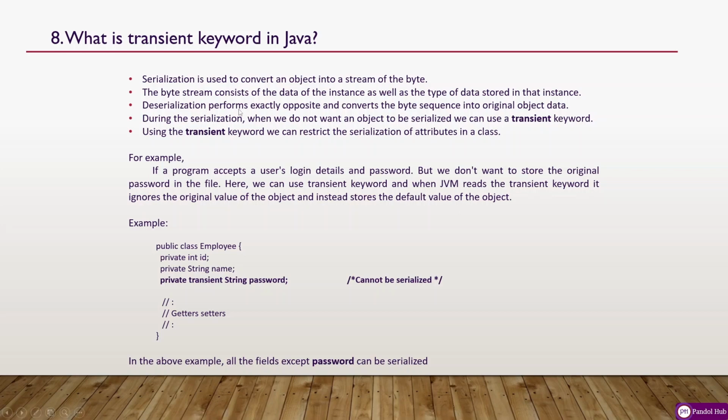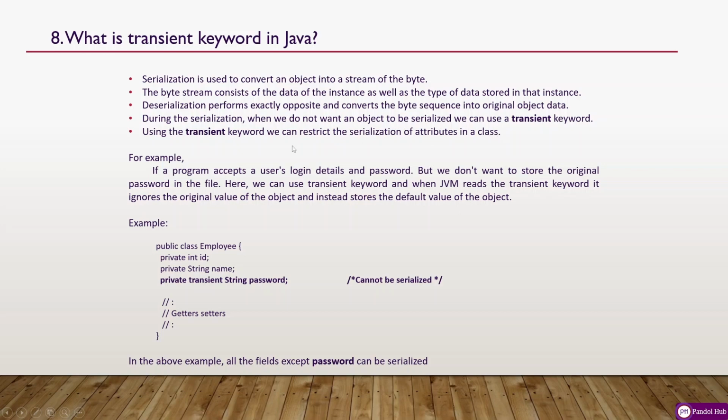So deserialization performs exactly the opposite and converts the byte sequence into the original object data. So we are sure that deserialization performs exactly the opposite job of serialization. That is, it converts the stream of bytes which we have stored into the original object. So during serialization, when we do not want an object to be serialized, we can use the transient keyword. So if you don't want a variable or an object to be serialized, then you go with this transient keyword. Using the transient keyword, we can restrict the serialization of attributes in a class.